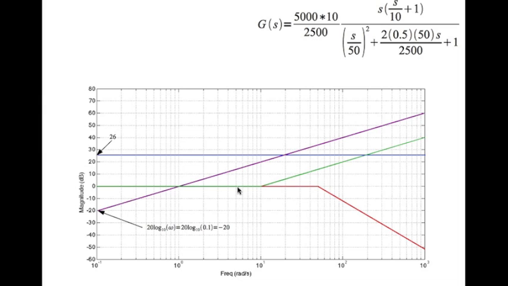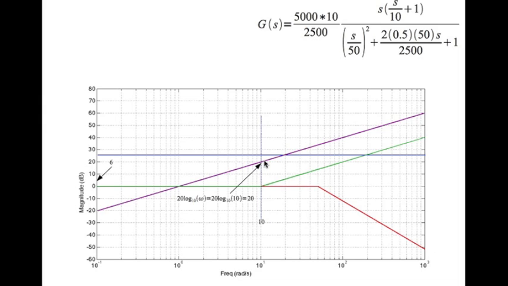Both the real 0 and the complex pole have 0 magnitude at this point. Bode gain is 26. You add everything together, you get a resultant of 6 decibels. You go to the first corner frequency, which is omega equal to 10, and at this point you add up everything.